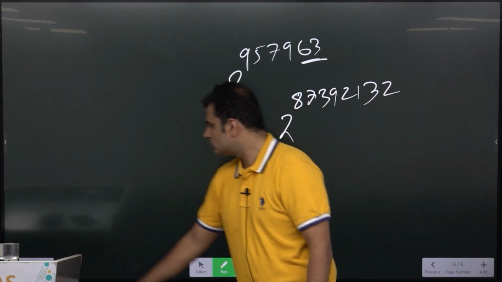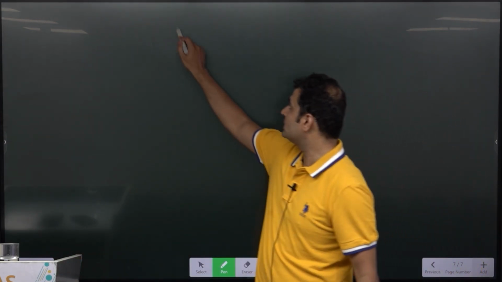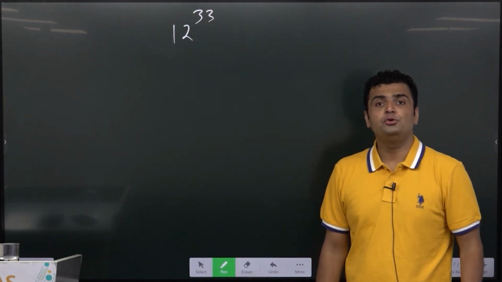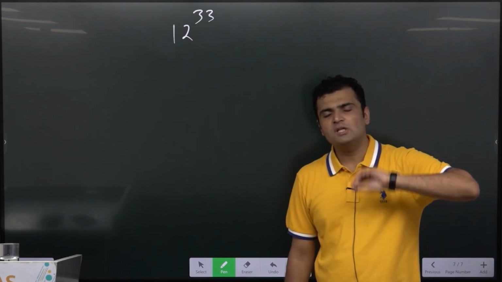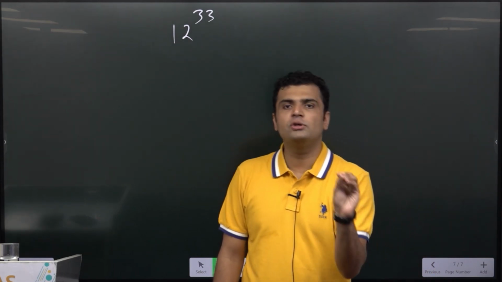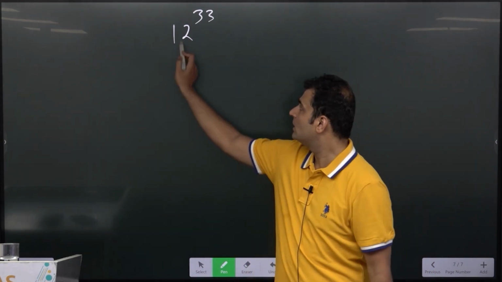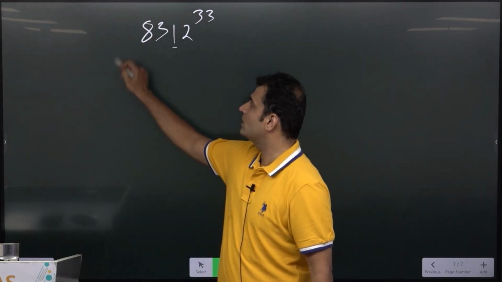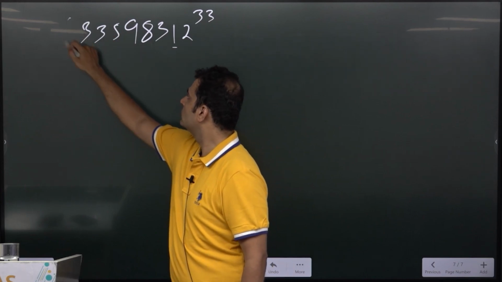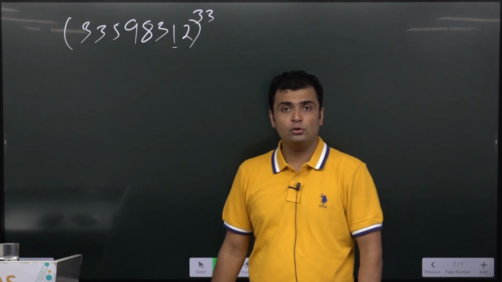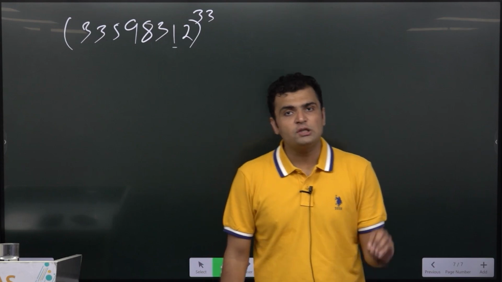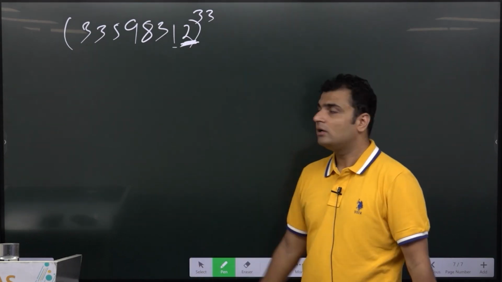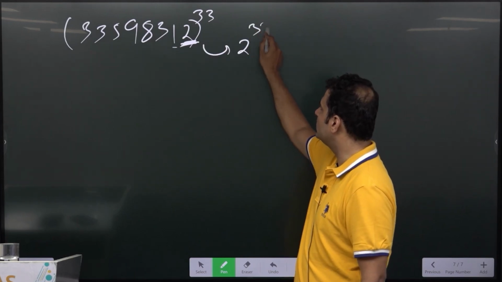Coming back to that 12 raised to 33. अब हमने क्या देखा? That units place of a power depends only on the units place of the base. अब यहाँ पे मैं 12 लिखूं या 312 लिखूं या 8312 लिखूं या फिर कुछ और लिखूं, it does not matter to the units place of this power. Units place will only be dependent on this 2. तो units place क्या होगी इस चीज की? That units place would be same as 2 raised to 33 का units place.